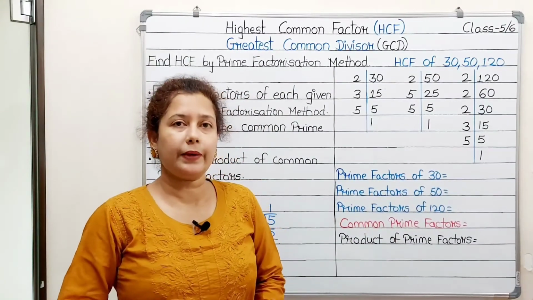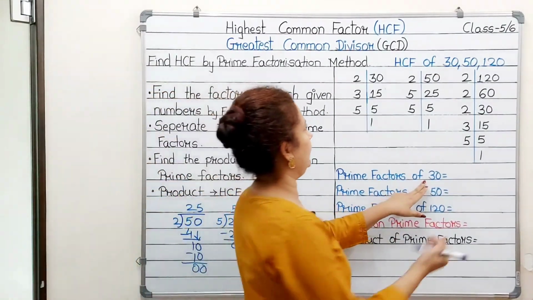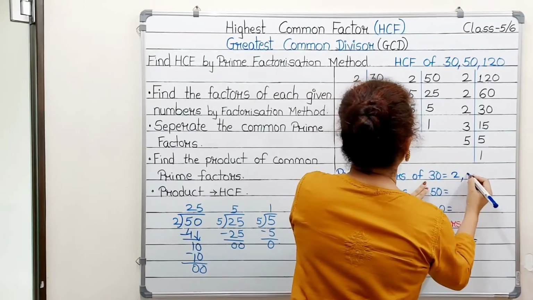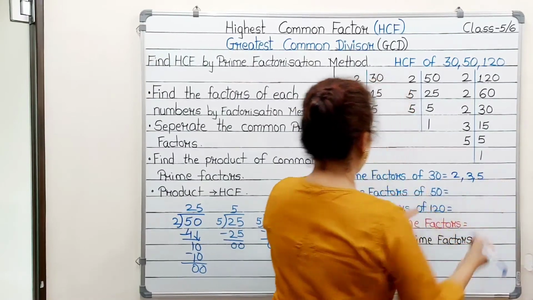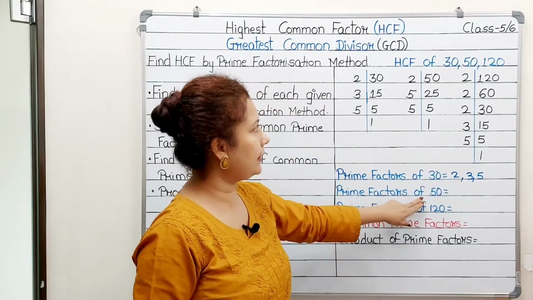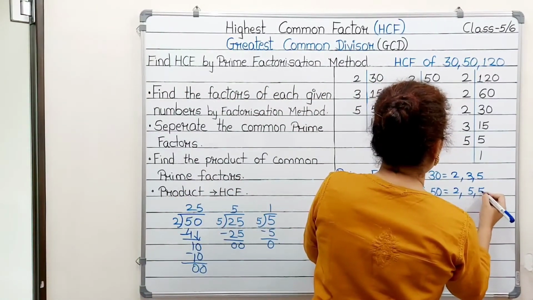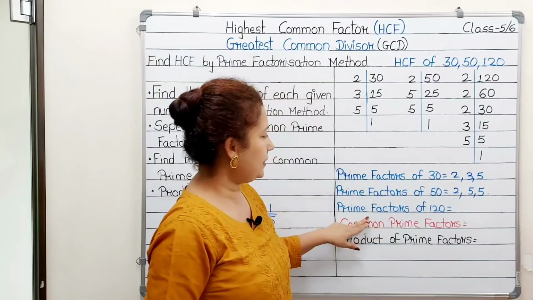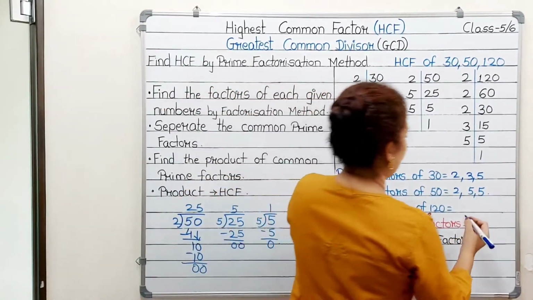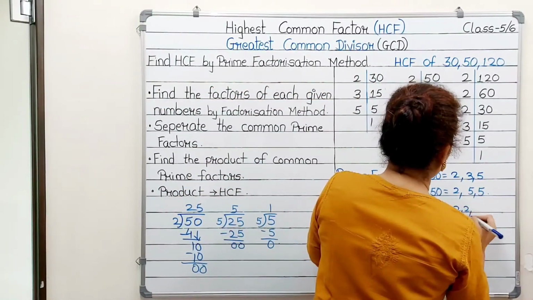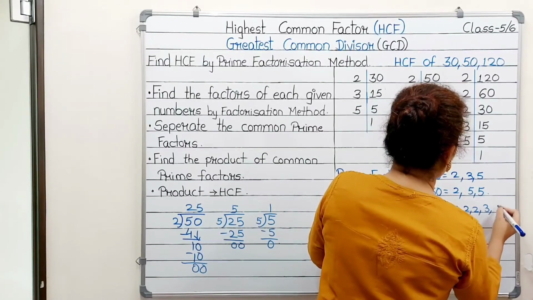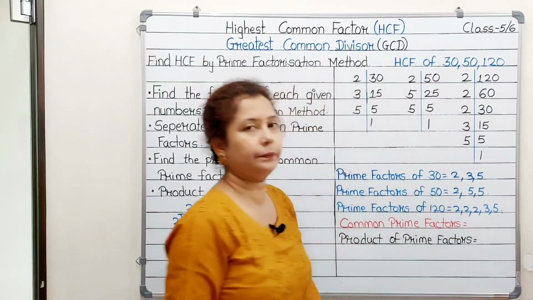Now we will write prime factors of 30. That is 2, 3 and 5. Next we will write prime factors of 50. That is 2, 5 and 5. Next of 120. So it is 2, 2, 2, 3 and 5.